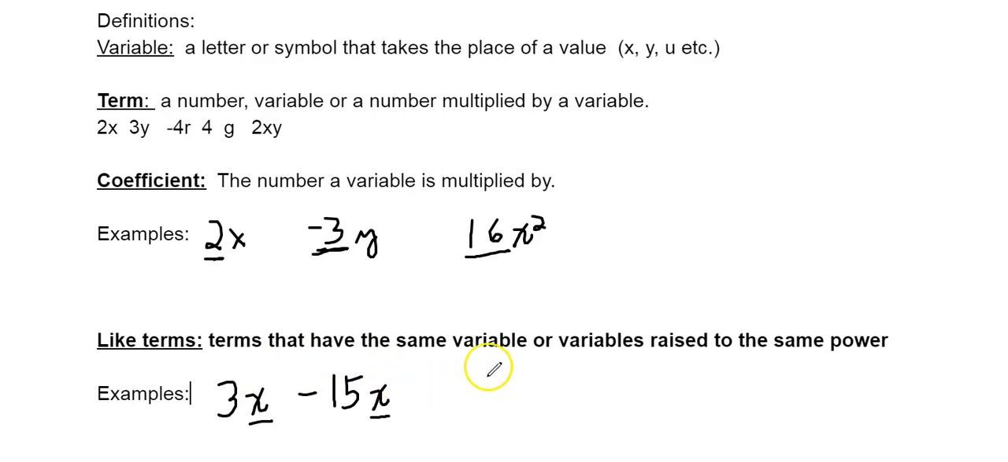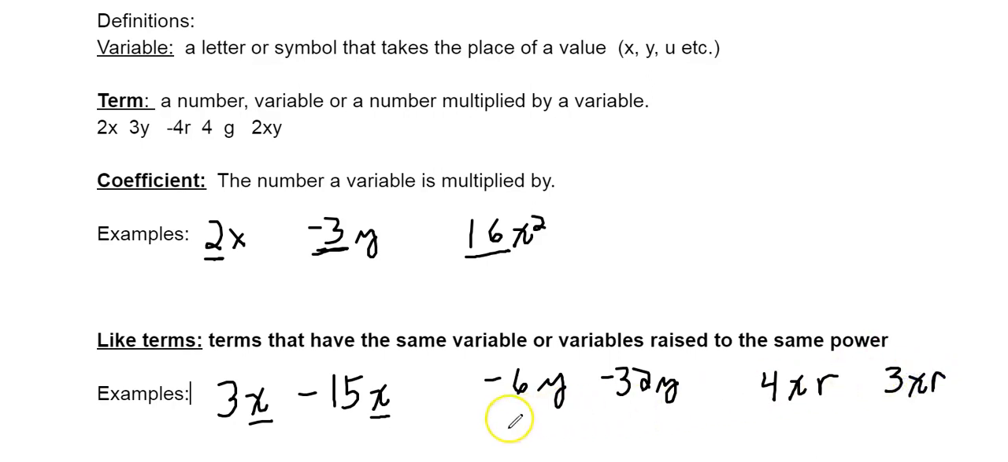Okay, if you had negative 6y and negative 32y, those would be like terms. If you had 4xr, okay, variables here would be xr. Maybe you have 3xr. Those would all be like terms. They've got the same variable or variables raised to the same power. This last example here, you can see we have two variables, the xr in both of the terms.